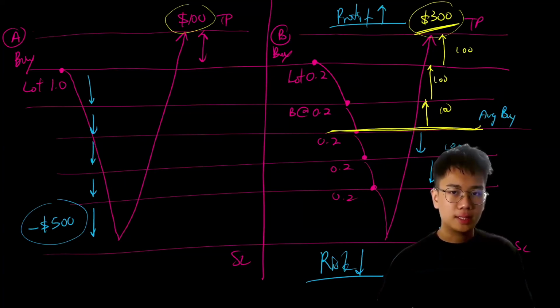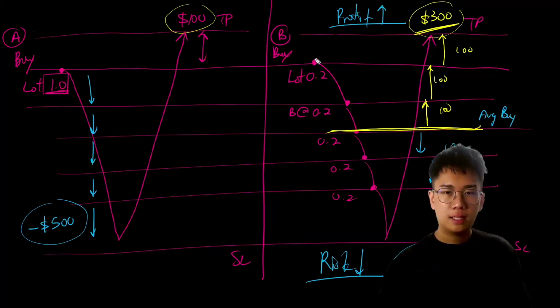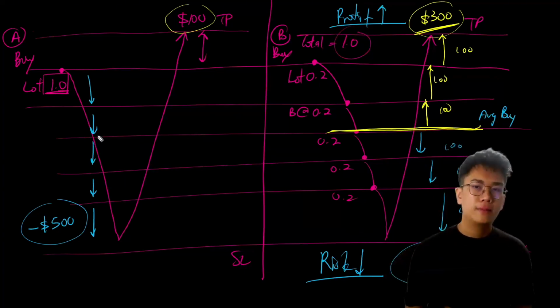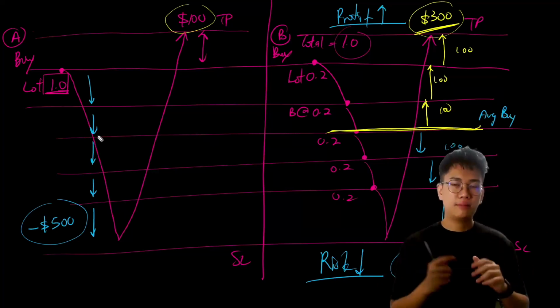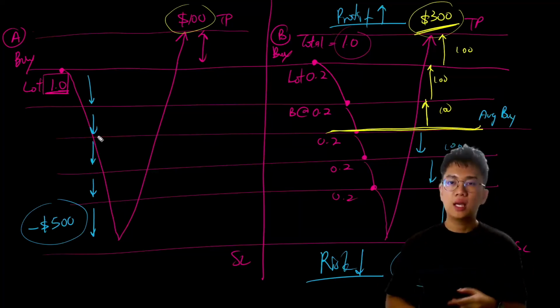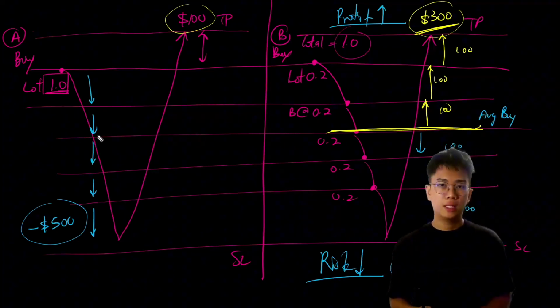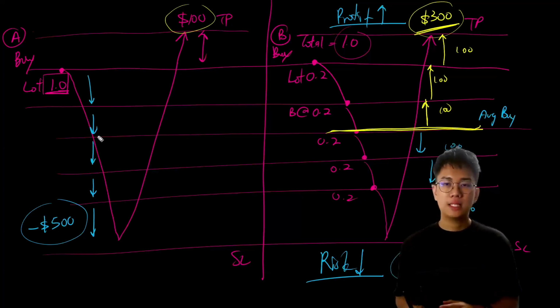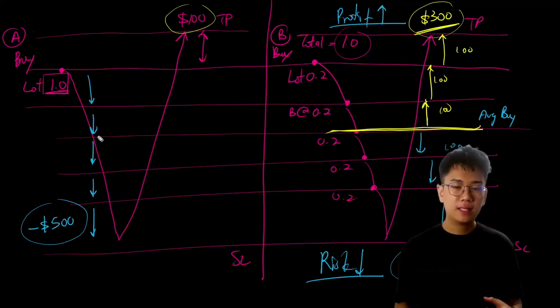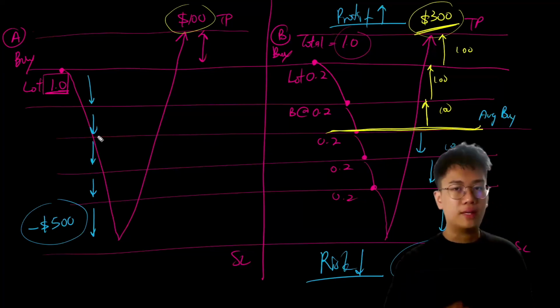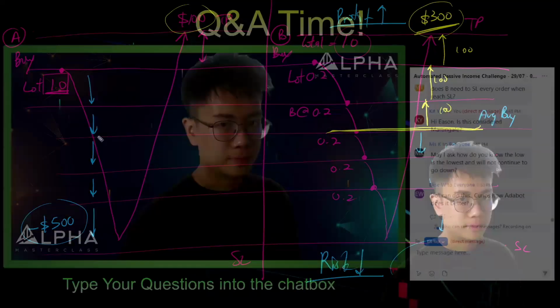Very important to take note: both sides are entering at the same lot size. Here is one lot. Here is also a total lot equal to 1. If I add them all together, it's also equal to 1. Meaning that both A and B have the same spread, same commission, all the same conditions. The only difference between them is that they have a different way of executing it.